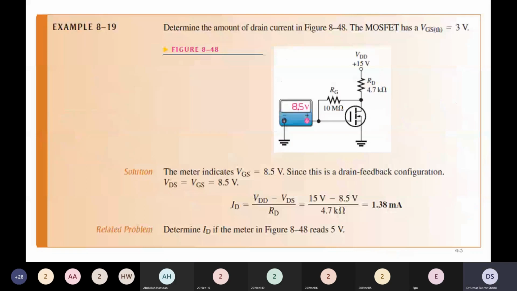Now let us come to another example. The statement of the example is: determine the amount of drain current in figure 8.48. The MOSFET has VGS threshold. VGS threshold is the value of gate source voltage which will allow current to flow, and this VGS threshold is 3 volt.